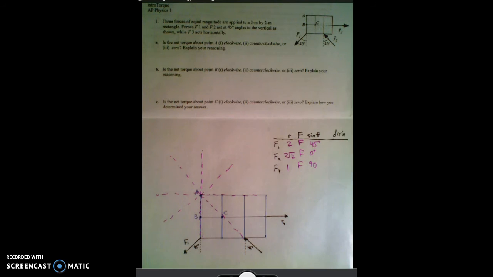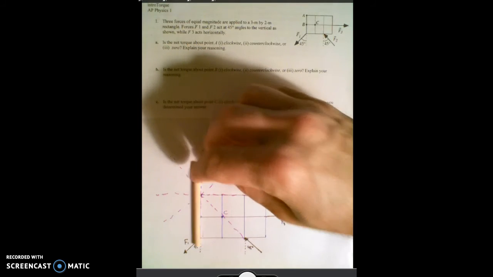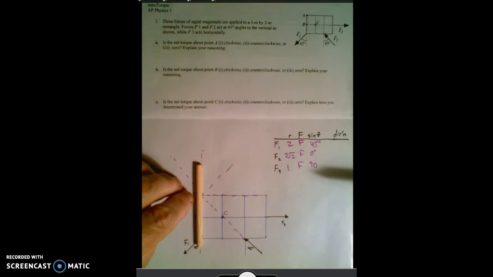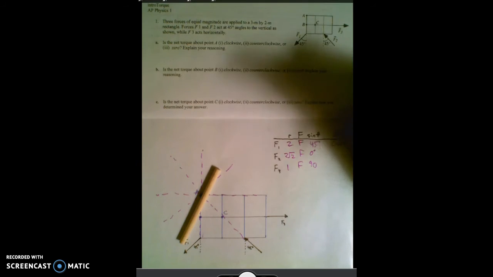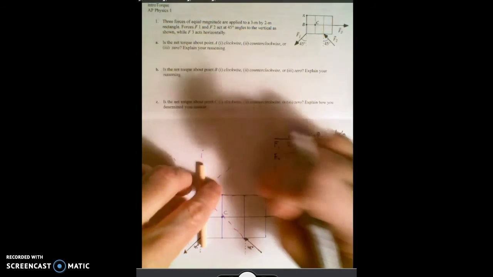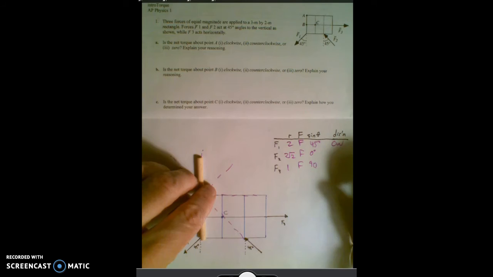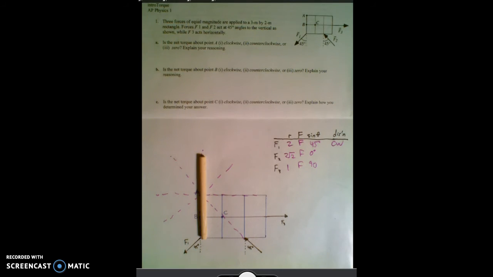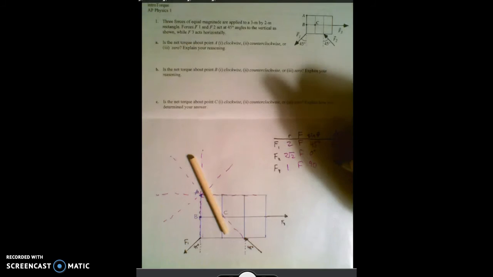Then I need to determine the direction, and a simple way to do that, if you are having trouble visualizing, is just place something right over the axis of rotation and push in the direction of that force. So I push in the direction of F1, clearly it's turning it clockwise. If I push in the direction of F2, I can see that it doesn't rotate at all. And in the direction of F3, that's turning it counterclockwise.